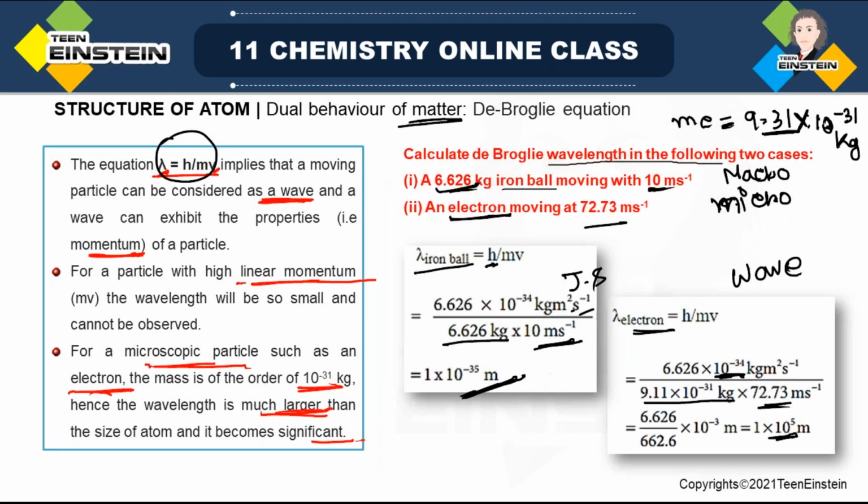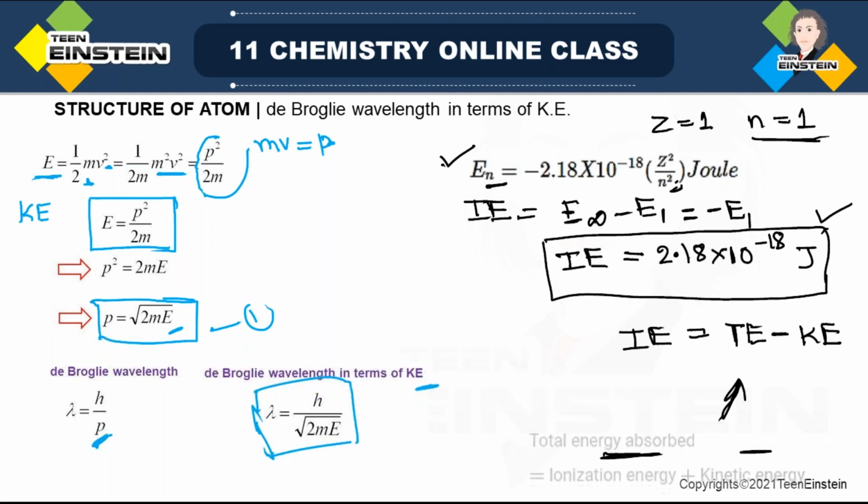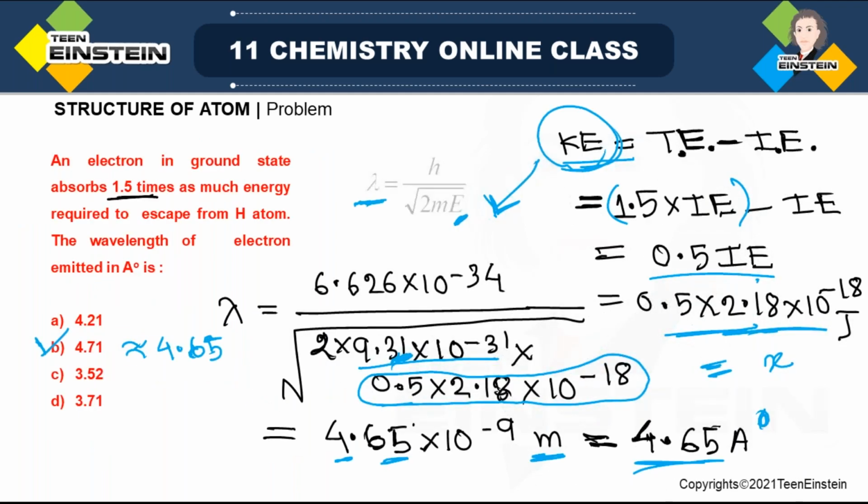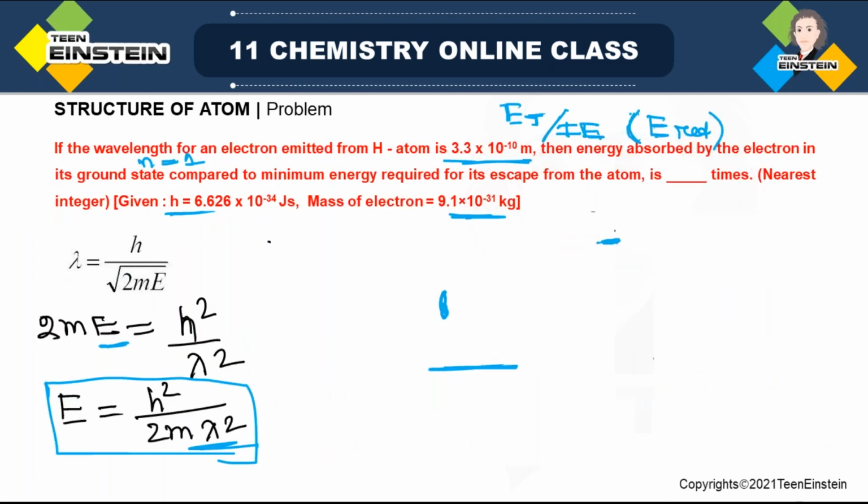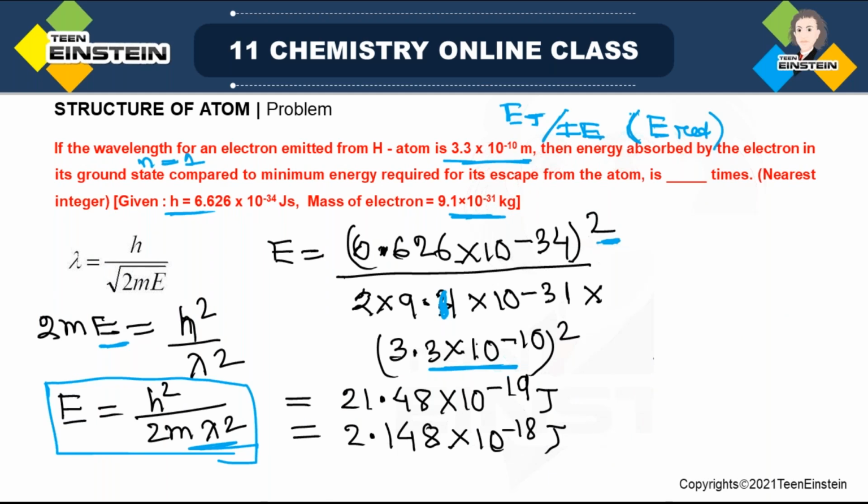This is fine, this is 9.11. Slightly the answer will vary, but it is not that much error you will get. Fine. So put all the values, 2, then mass of electron, and then lambda square, and lambda is 3.3 into 10 to the power minus 10, which is already given in the question. So this is lambda. So if you do this calculation, you will get something like this.